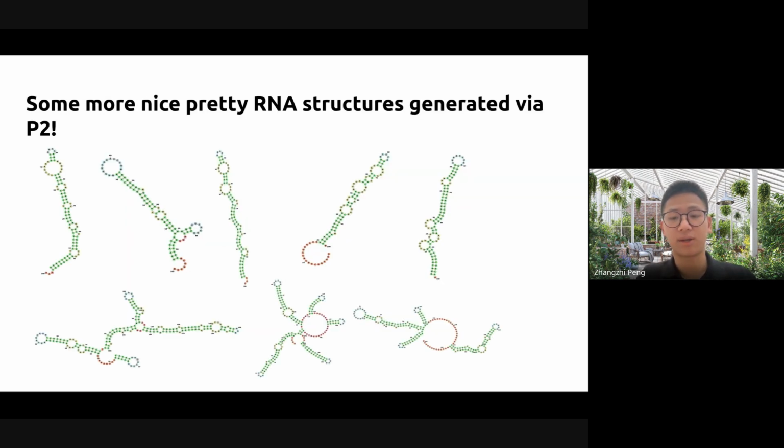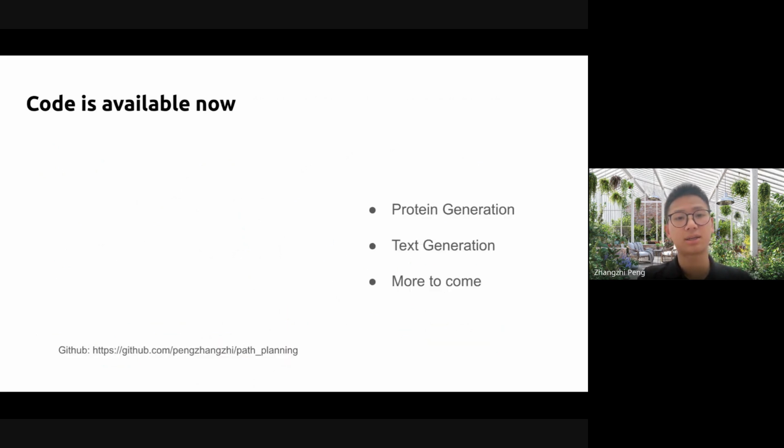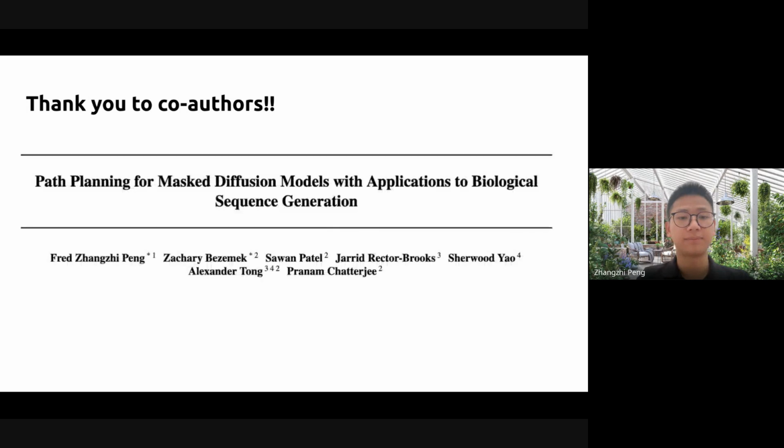So overall, we have done all the experiments. We have some nice visualizations of the RNA structures, secondary structures. We have nice proteins generated, from 200 to 800 in length. Those large proteins can be generated. The code is available. We just organized it a couple of weeks ago, and we released it on GitHub. We have examples of protein generation and text generation, and we've also been working on some more modalities such as RNA.